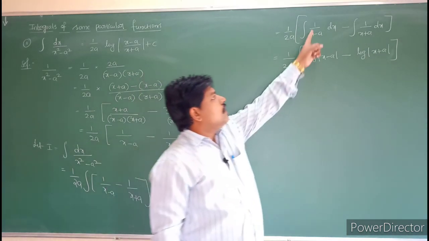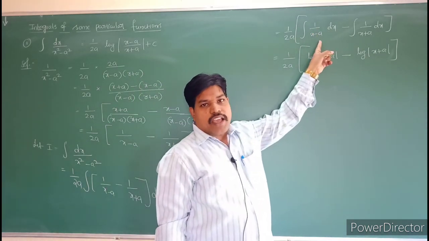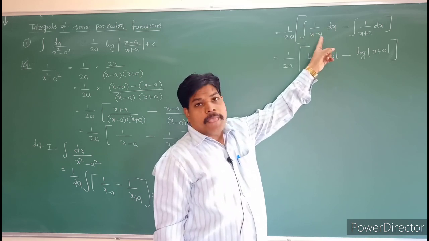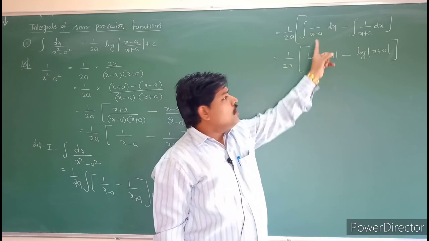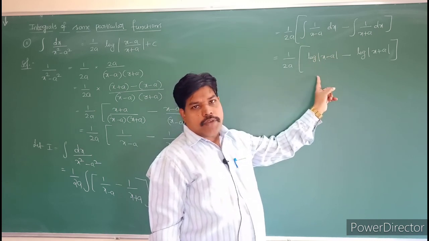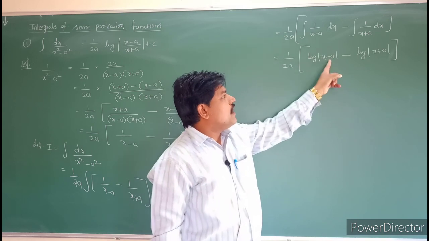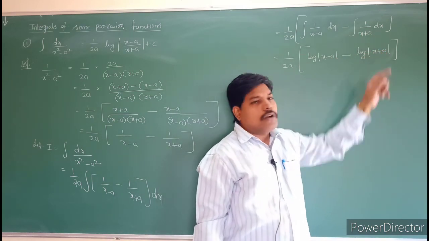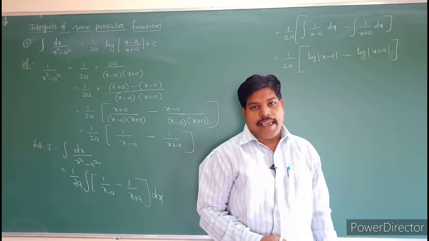So see the students, integral of 1 by f of x. So here this is the x minus a. So x minus a derivative is 1. So log of mod x minus a by 1. Understand that? So that's why you are getting this value. Here also 1 by x plus a. What is the integral of 1 by x plus a? That is also log of mod x plus a.